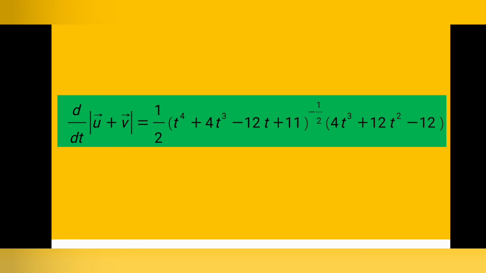Since we already have an expression for the absolute value of u plus v, if we take its derivative, we will get 1 over 2 multiplied by t raised to power 4 plus 4t raised to power 3 minus 12t plus 11 raised to power minus half, multiplied by 4t to power 3 plus 12t squared minus 12.